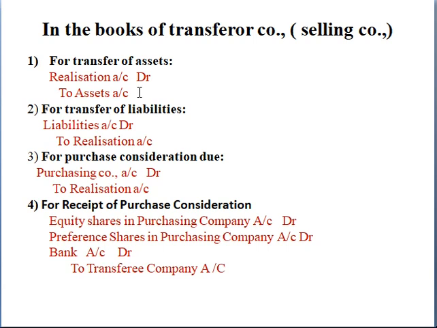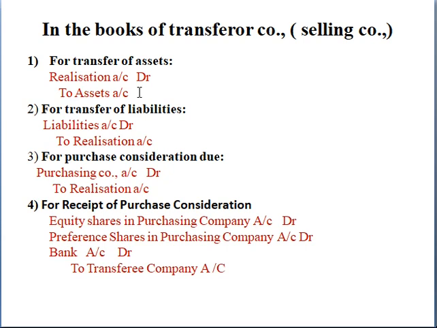Next, third one is for purchase consideration due. This is the due amount. Who gives it? The purchasing company, so debit it. Purchasing company account debit to realization account. Fourth one, for receipt of purchase consideration. Here the purchase consideration is being received. What is to be received is debited, right? According to real account norms, debit what comes in.